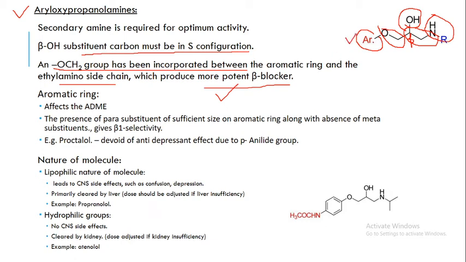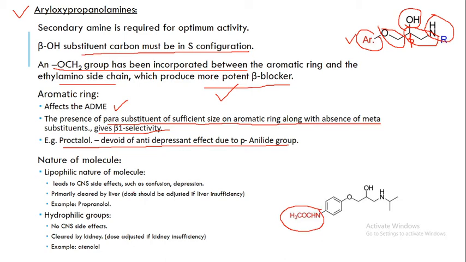Now, the effect of the aromatic ring affects the ADME of the drug. The presence of a para substituent of sufficient size on the aromatic ring along with the absence of a meta substituent gives beta 1 selectivity, like practolol, which is devoid of antidepressant effect due to the para anilide group. This is the structure of practolol, which is devoid of antidepressant activity due to the para anilide group.